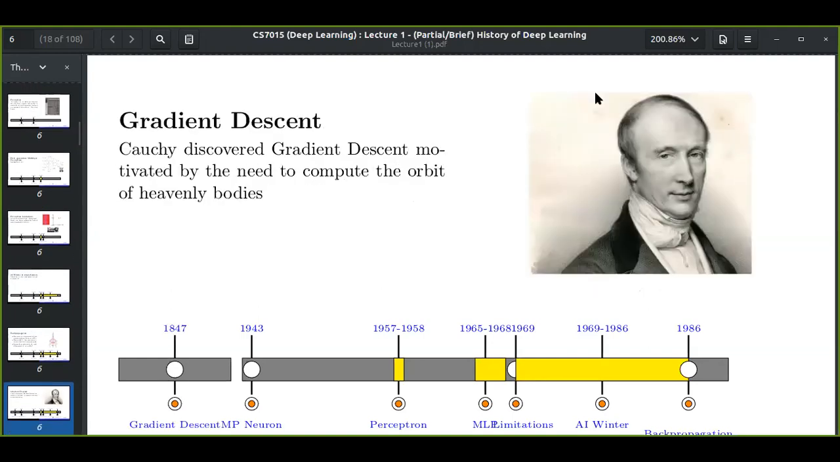Then came the concept of gradient descent. Cauchy discovered gradient descent, motivated by the need to compute the orbit of heavenly bodies. So basically, gradient descent is not something that was discovered with respect to neural networks. It was discovered with respect to orbits, and as we know, we are still using gradient descent today.